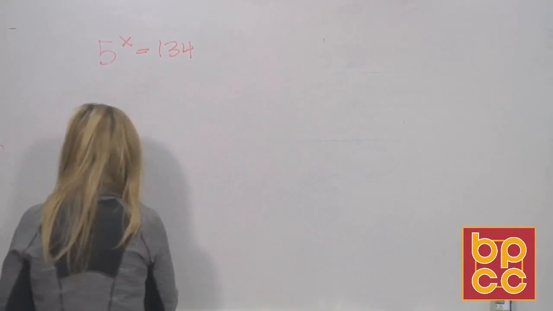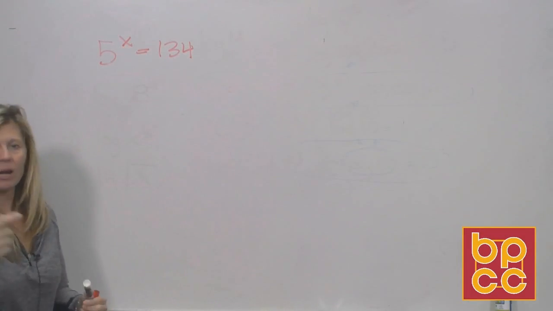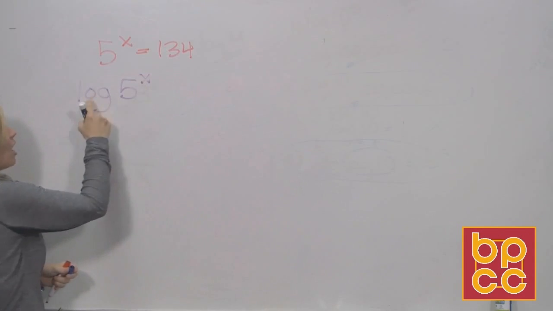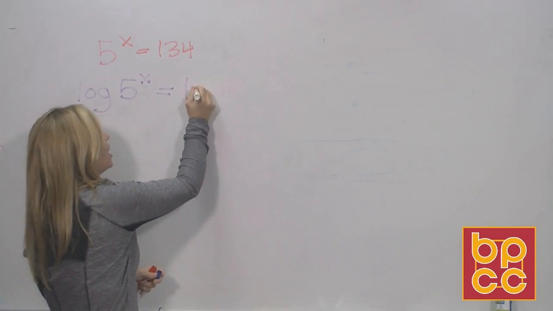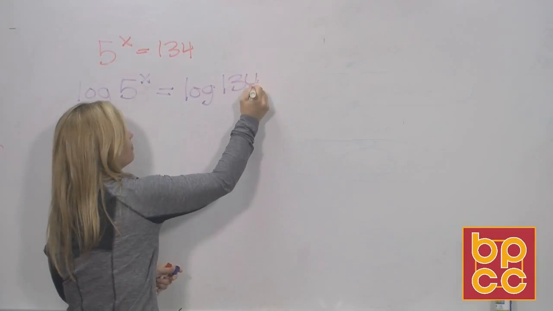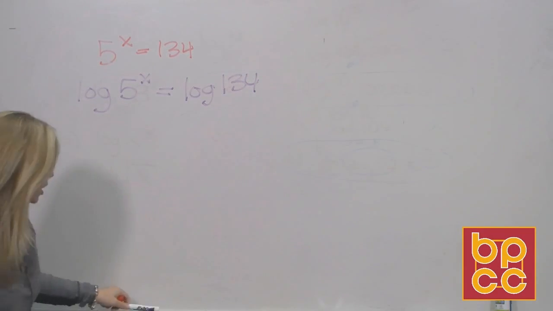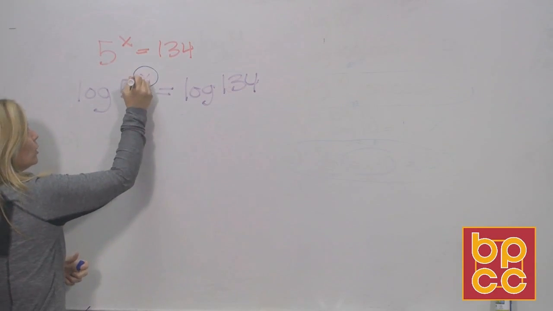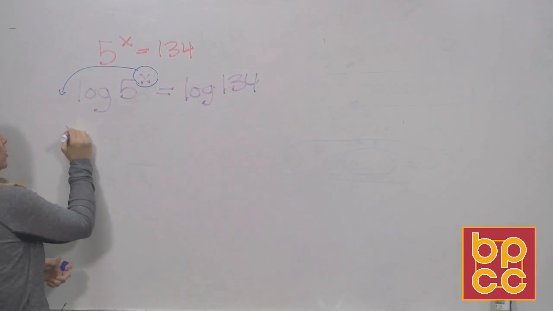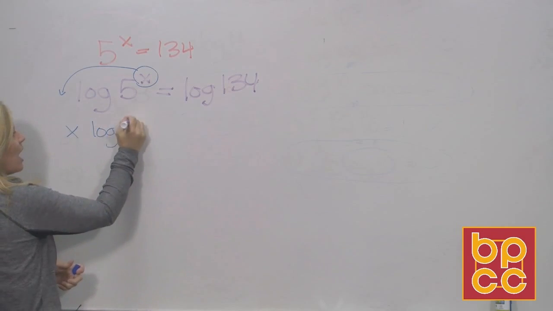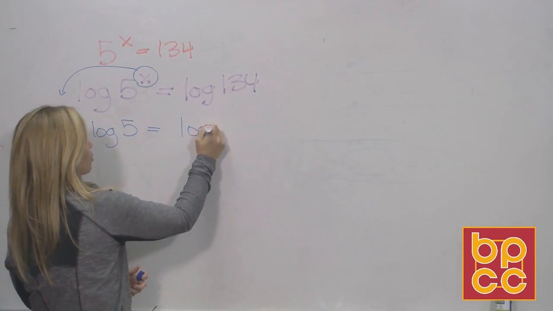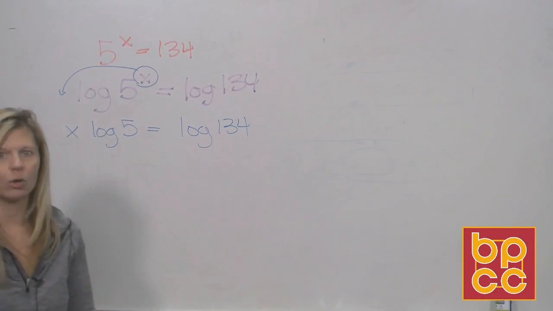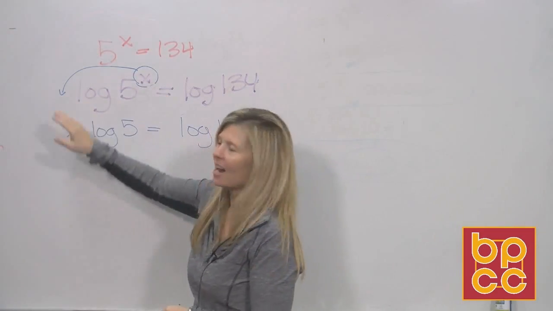So step 1 is to get the cat out of the tree, we need our ladder. We're going to bring in our log. Well, sweeties, if you put a log on the left to keep balance, you have to put a log on the right. Basic property of equations. What that lets you do is use the power rule to bring that exponent down. So now we have x log 5 equals log 134. That's the purpose of the power rule, to get the exponent, the cat, out of the tree.